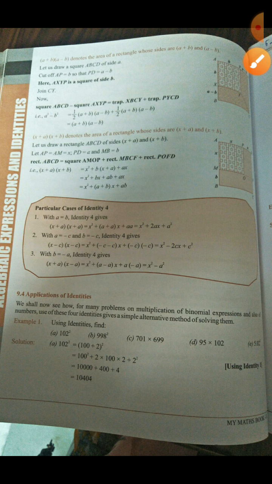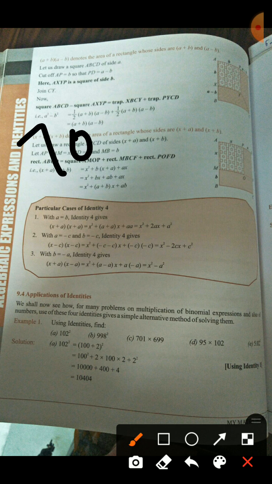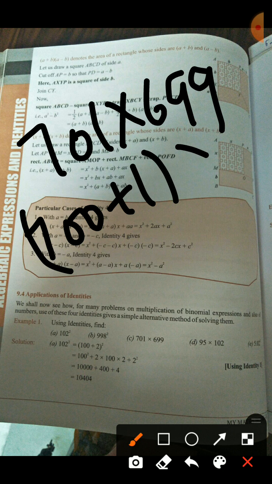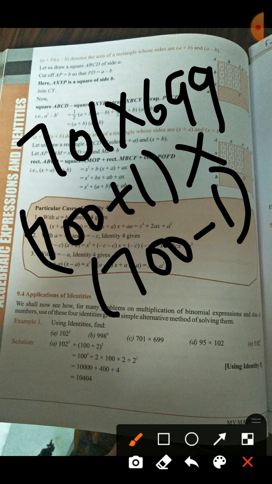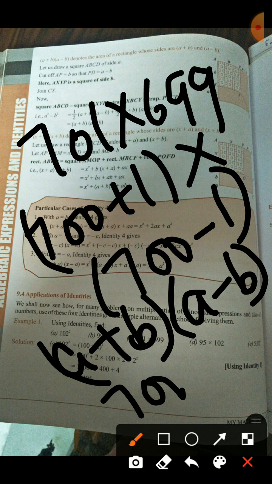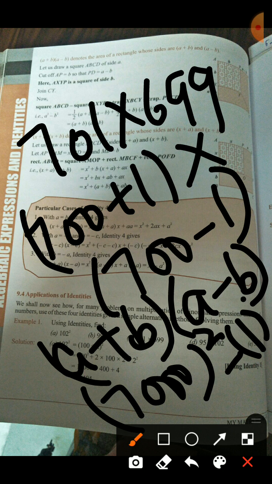Now for example, you have to find the result of 701 multiplied by 699. Doing it directly will take a lot of time. What you can do is write 701 as 700 plus 1, and 699 as 700 minus 1. You can compare it with a plus b multiplied by a minus b, and the identity is equal to a square minus b square. So you can write 700 square minus 1 square.